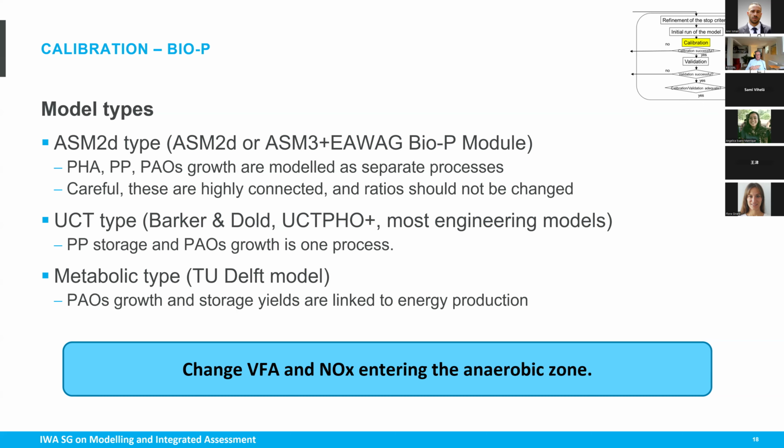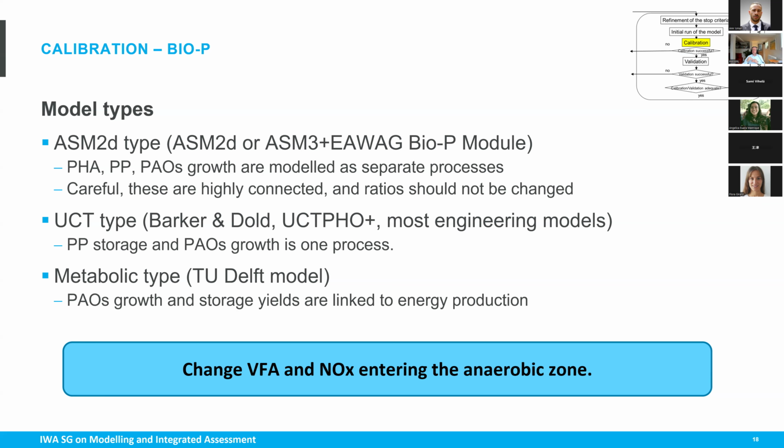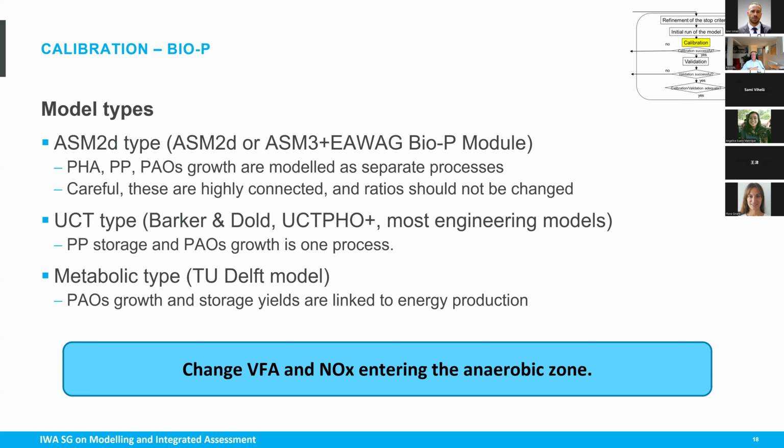The second one is based on Barker and Dold. So that was a publication back in the 90s. And in fact, most engineering models in the commercial simulators still use that as a basis. Yeah. So the one advantage I see is that the polyphosphate storage and PAO growth is modeled as one process. So that ratio is fixed internally, so that makes it a bit more robust to fiddling around with parameters.